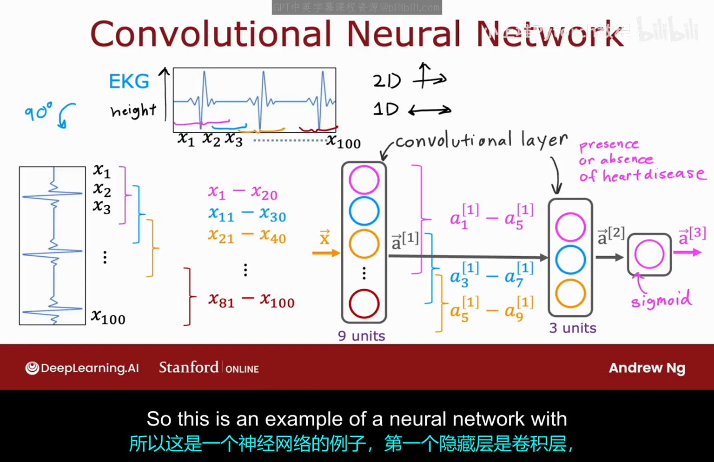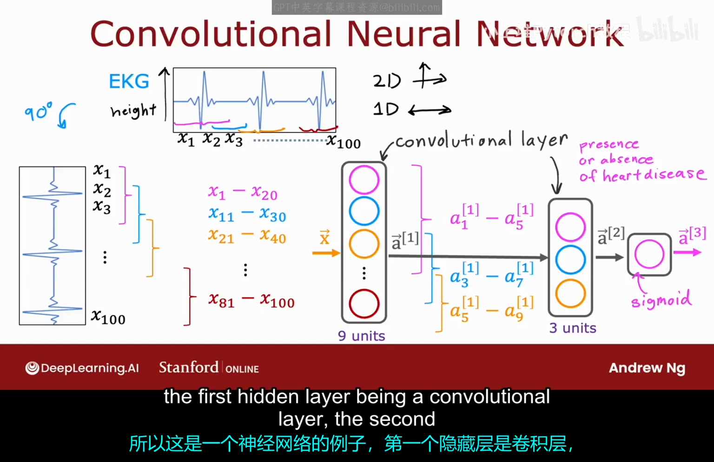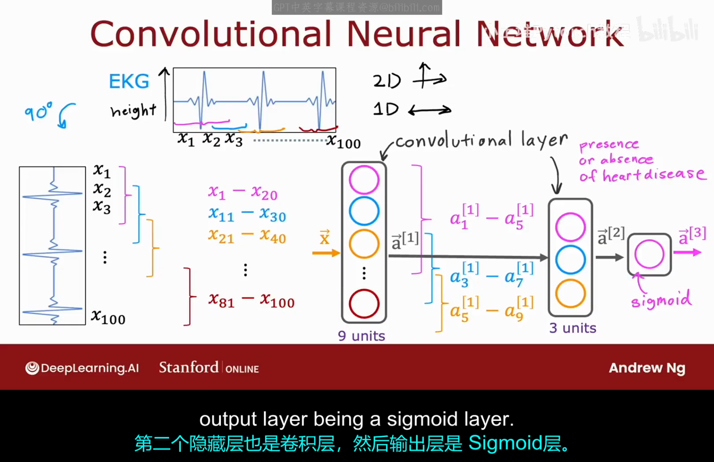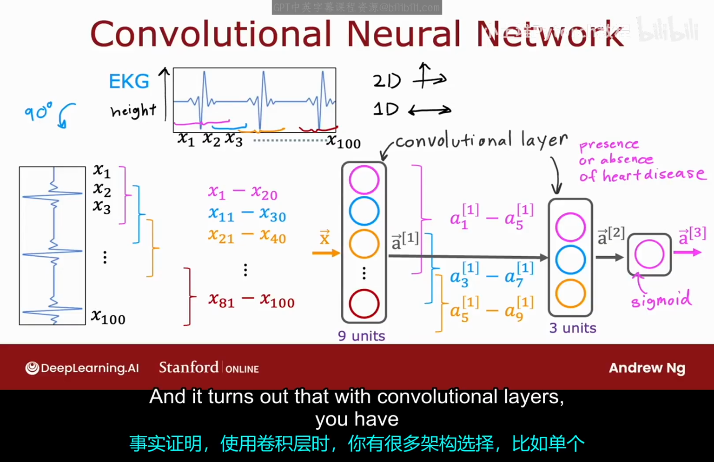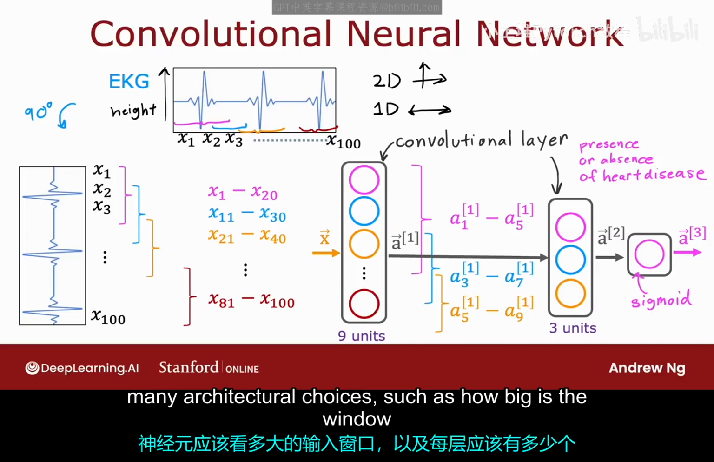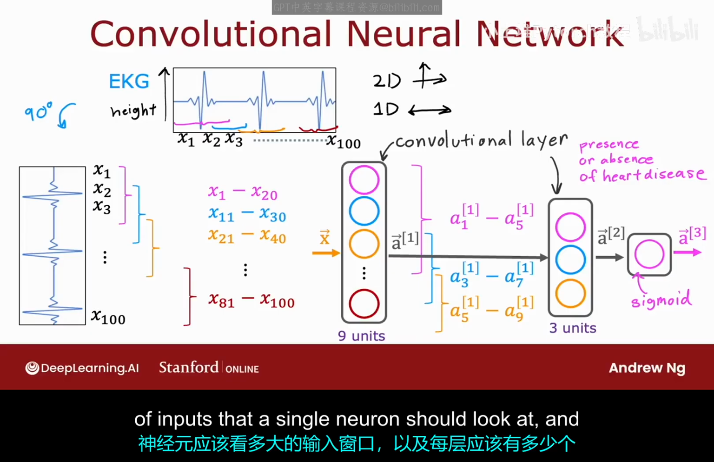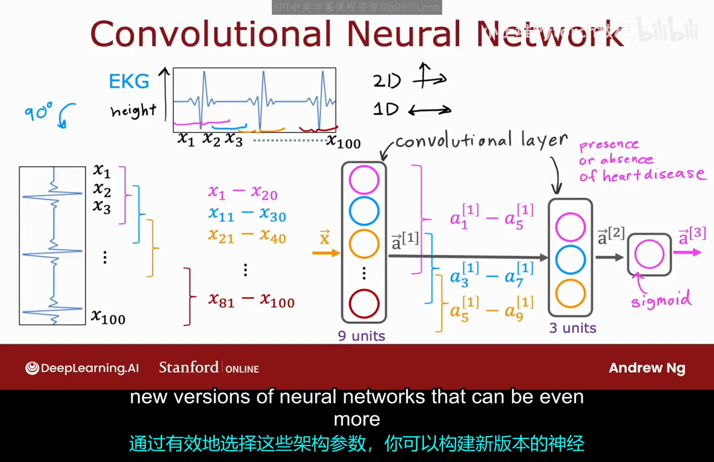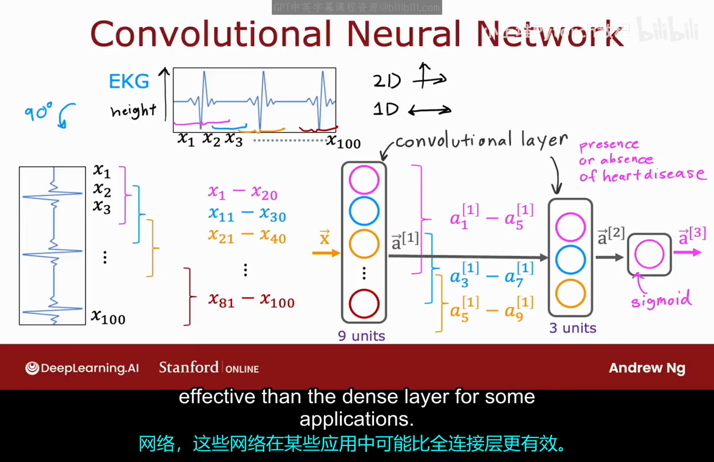So this was an example of a neural network with the first hidden layer being a convolutional layer, the second hidden layer also being a convolutional layer, and then the output layer being a sigmoid layer. And it turns out that with convolutional layers, you have many architecture choices, such as how big is the window of inputs that a single neuron should look at, and how many neurons should each layer have. And by choosing those architectural parameters effectively, you can build new versions of neural networks that can be even more effective than the dense layer for some applications.